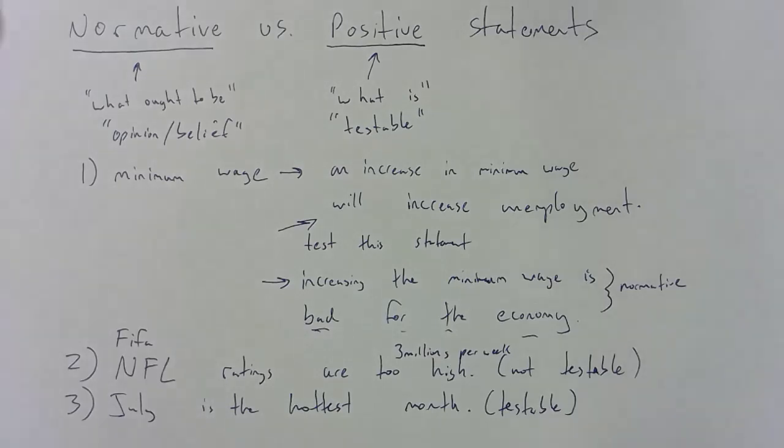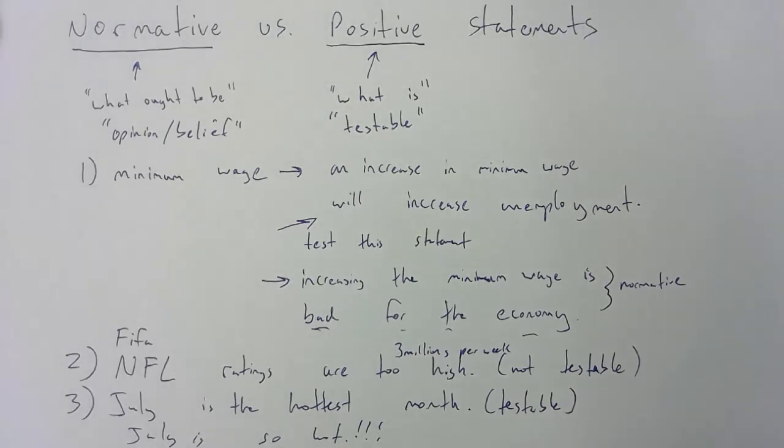We could look at the temperature, whether it's in Celsius or Fahrenheit, and see if it is exactly the hottest month or not. Now, for example, you could say July is so hot. Wow, July is so hot, I'm so uncomfortable. Well, this is a normative statement. It's not something that we can test. What does it mean for something to be so hot? It's an opinion or a belief, an example here of a normative statement.